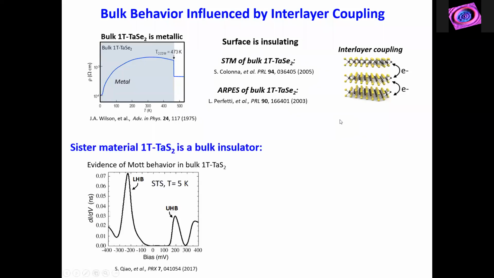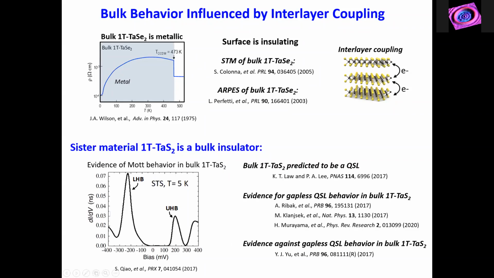And also, I should mention the sister material of 1T-TaSe2, which is 1T-TaS2, where you have sulfur instead of selenium. This is an even more famous material than TaSe2, and it's been studied a lot. And this material in bulk is an insulator, and people have studied it for many years and claim that it's a Mott insulator. Here you can see some STM measurements from a group. I think this is Yayu Wang's group, and you have the lower Hubbard band and the upper Hubbard band.